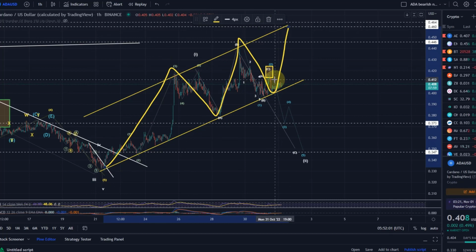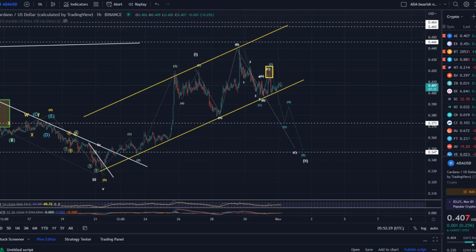In a diagonal pattern, you are allowed to have overlaps between waves 4 and 1. And you can count the subwaves as a 3-wave structure. So I would then count this here as ABC, ABC, ABC. Would have to find a way to count this as a 3-wave move down. And then we would have here something like an ABC to the upside. So this would be the case if we get to the 46 cent level.